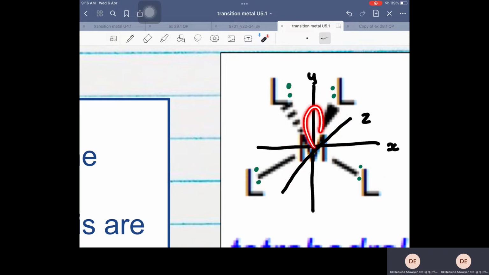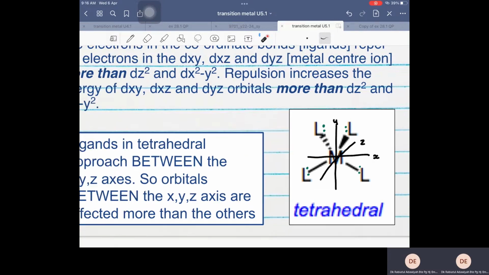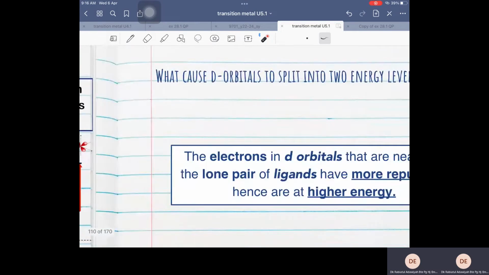So if you look at your xy, x square minus y square, it doesn't clash with your incoming ligands, right? z square also doesn't clash. It will feel the repulsion, but it's not lined up together. So that's the reason why tetrahedral has the opposite group of orbitals compared to octahedral. I'll read the explanation later on.